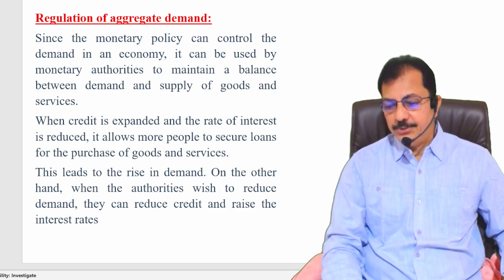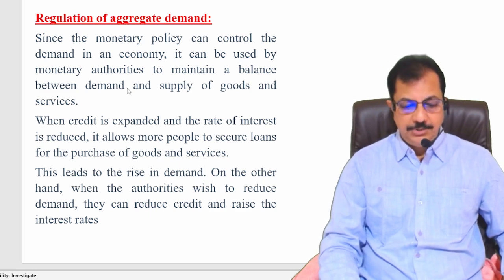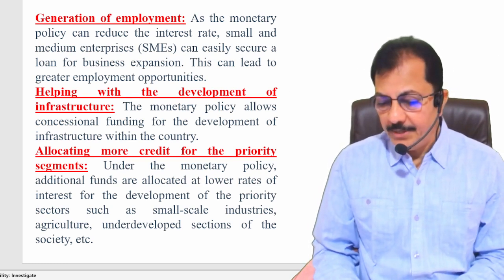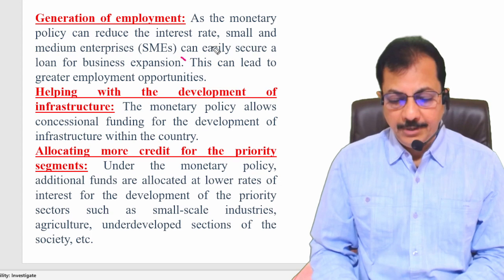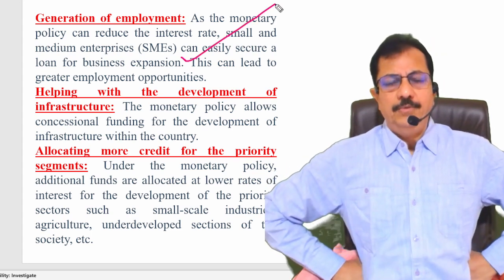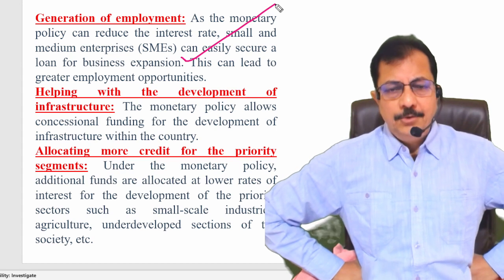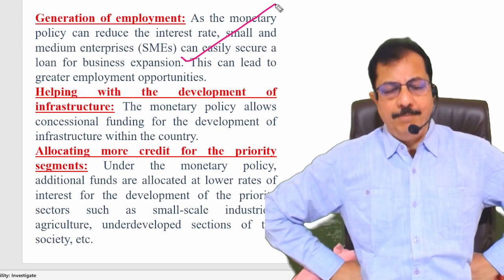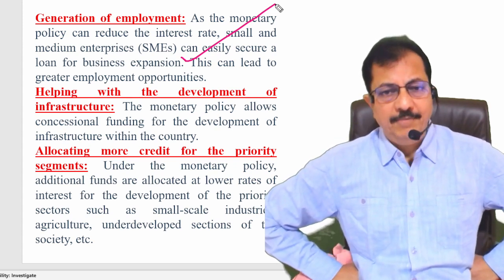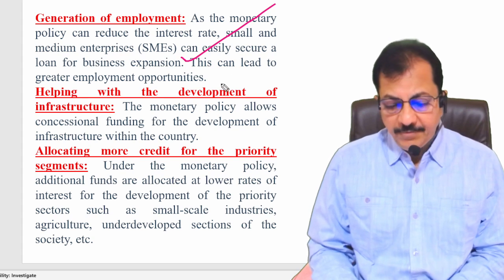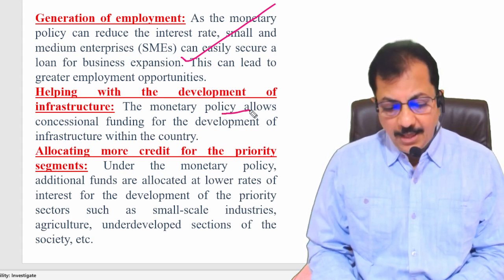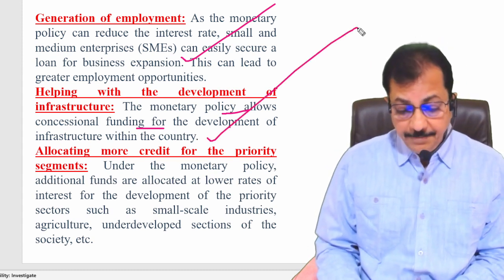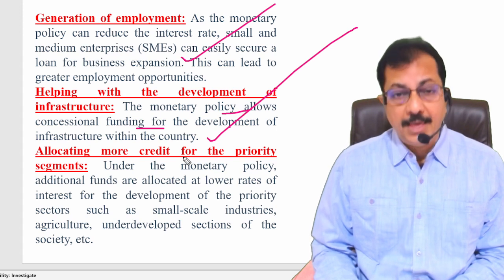So I need not explain this one because you already understood a large number of concepts very clearly and closely, right? And this is also helping in the generation of employment. How? When you are releasing more money to the market, you are providing an environment for the establishment of industries, which require manpower, and the people who are unemployed will be employed now. Helping with the development of infrastructure, it allows concessional funding for the development of infrastructure within the country. Great. Allocating more credit for the priority segments.